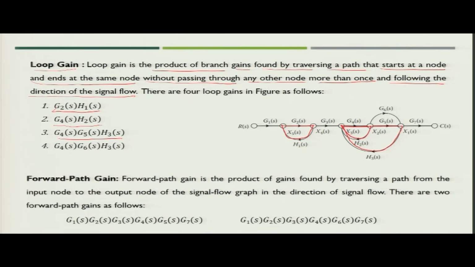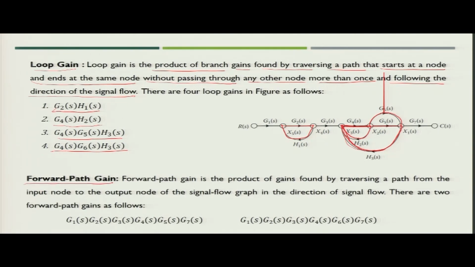Similarly, there is another loop which you can trace using this particular section. So, this will become G4(s) into G6(s) into H2(s). And G4(s) into G6(s) into H3(s) will be another loop. So, you see in this particular signal flow graph we have 4 independent loops.